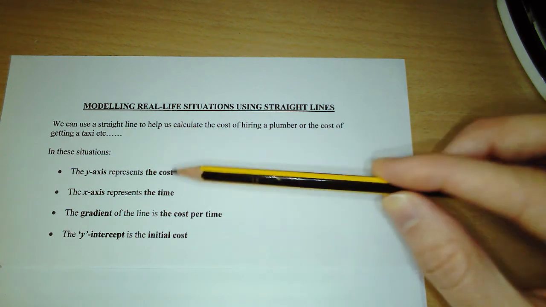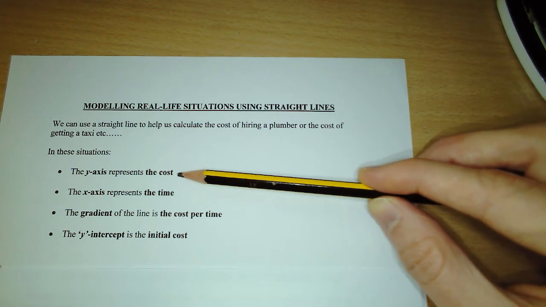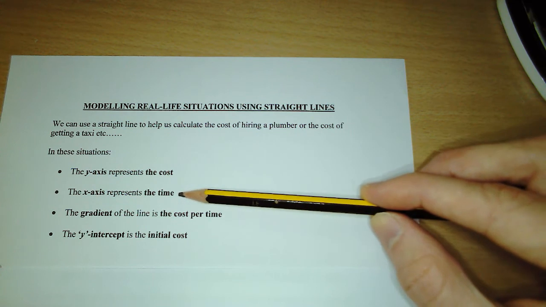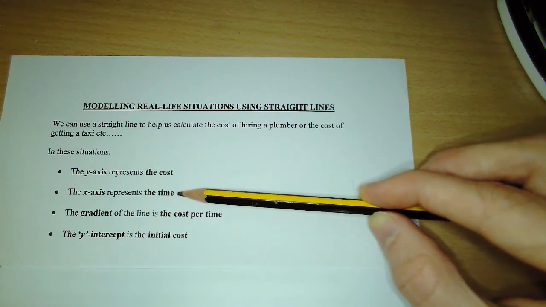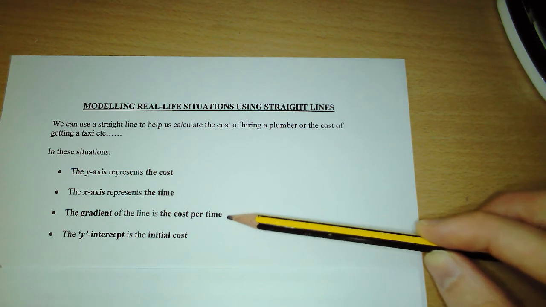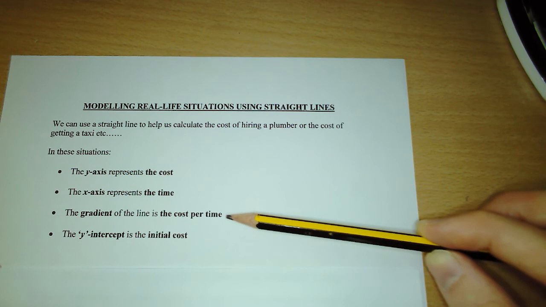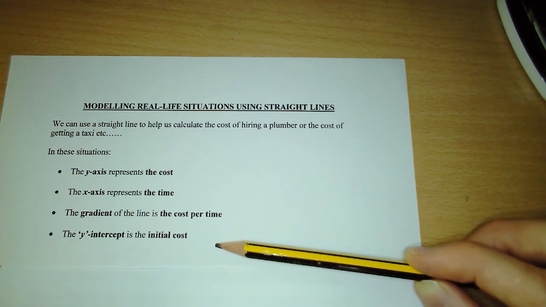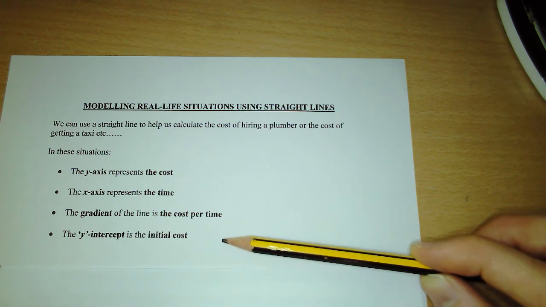So in these questions, the y-axis represents the cost. So the vertical axis is now the cost. The x-axis represents the time. So the horizontal axis is now time. The gradient of any line that we draw or are given is the cost per time. That's what the gradient means. So when you calculate the gradient, you've worked out the cost per time. And the y-intercept of any of these lines is the initial cost. In other words, the upfront fee or the call-out fee.